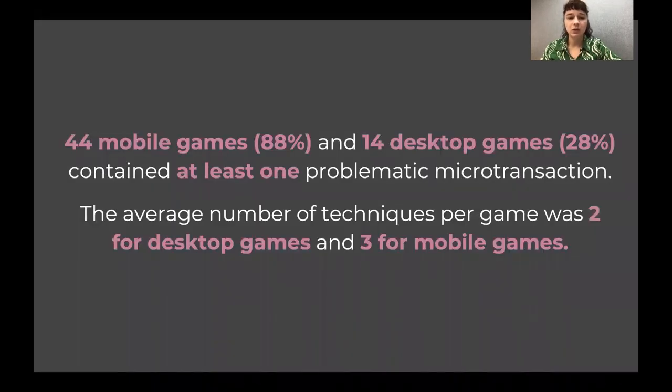So the core findings were 44 out of 50 mobile games and 14 out of 50 desktop games contained at least one problematic microtransaction, and the average number of techniques per game was 2 for desktop games and 3 for mobile games. So we're already seeing that mobile games contain, or are perceived to contain, more problematic microtransactions.